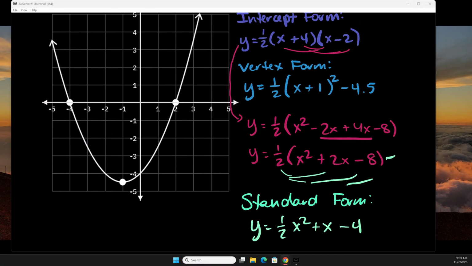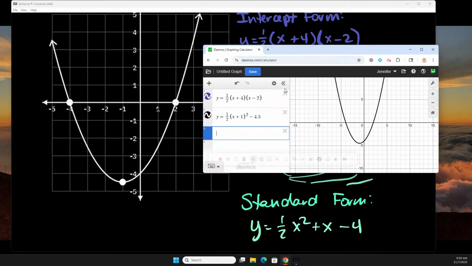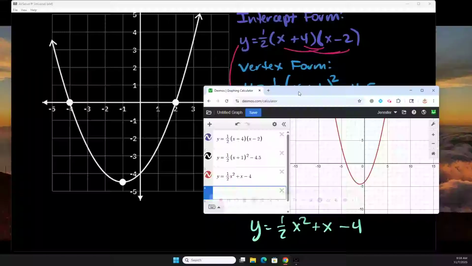This one right here is another form that you might be able to use while you're doing your Desmos activity, but let's just type that baby in, make sure. Boom, there it is. They all line up on the same. So there are 3 different forms to represent the same parabola.